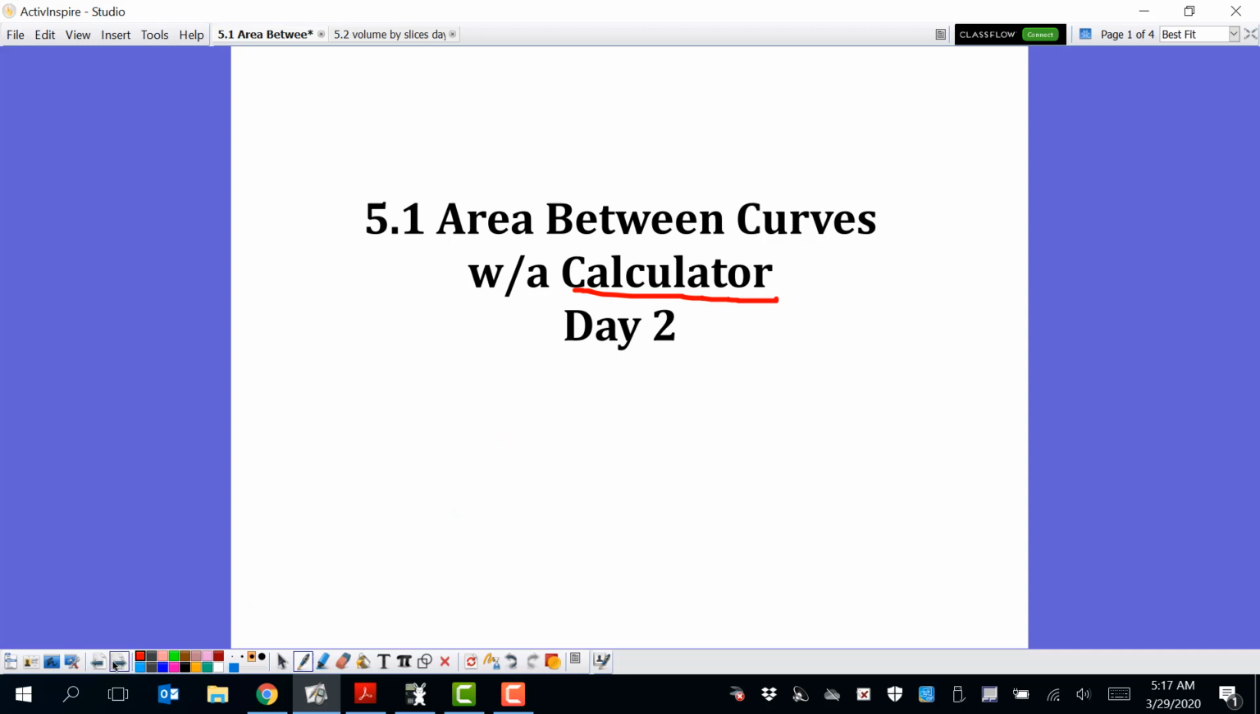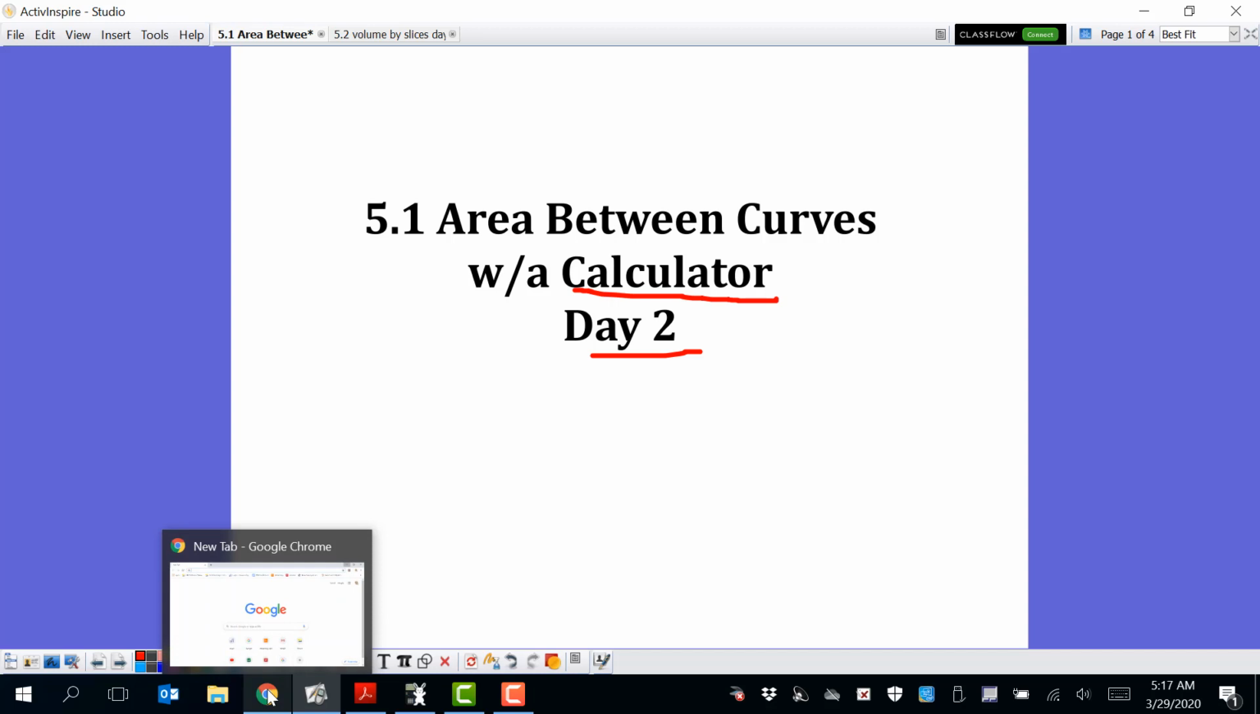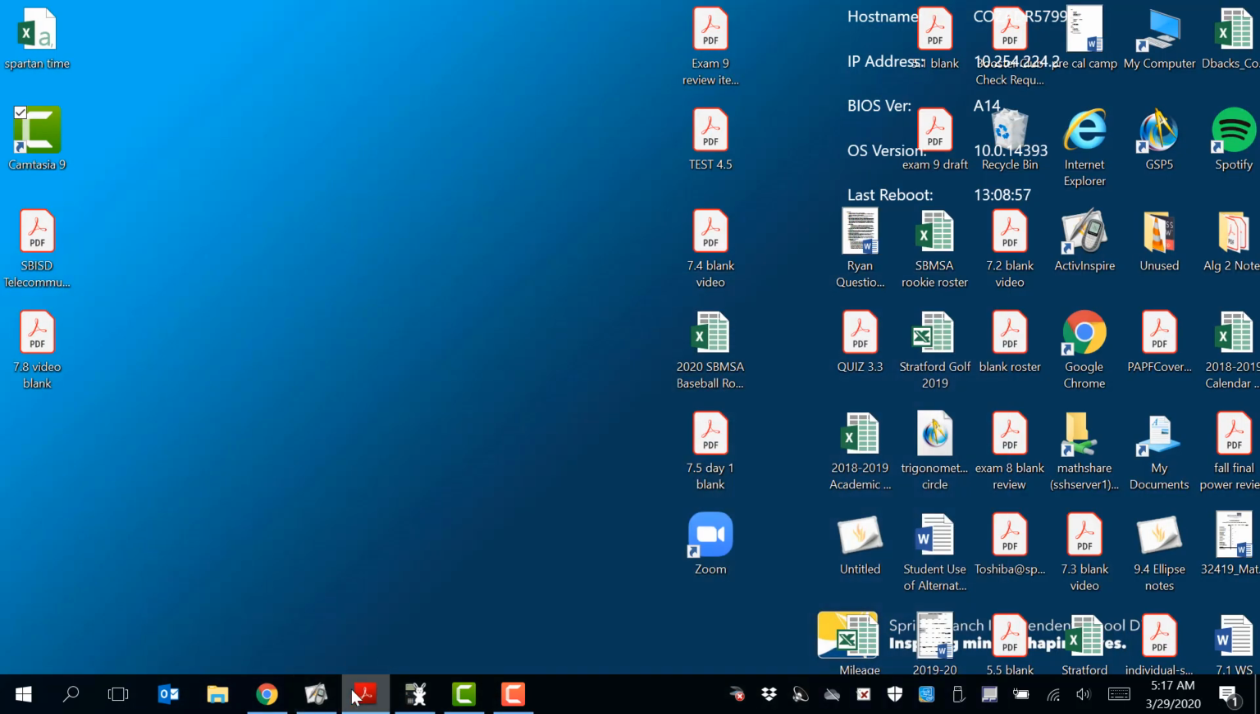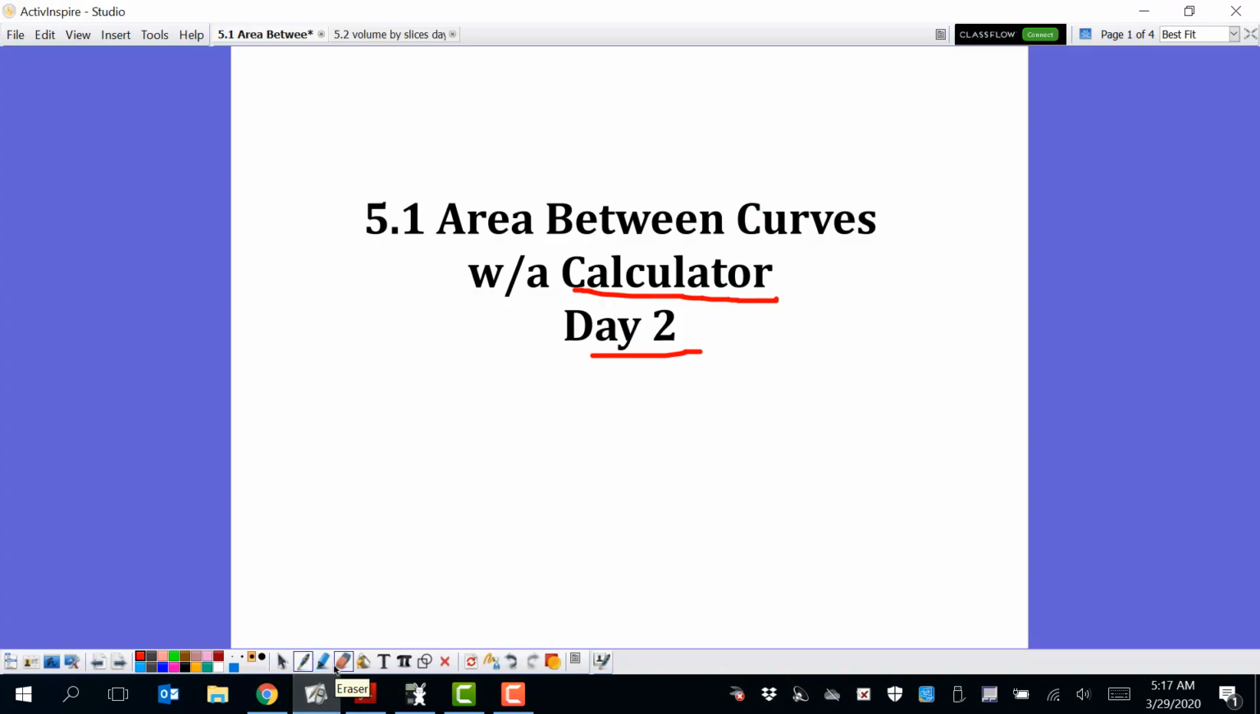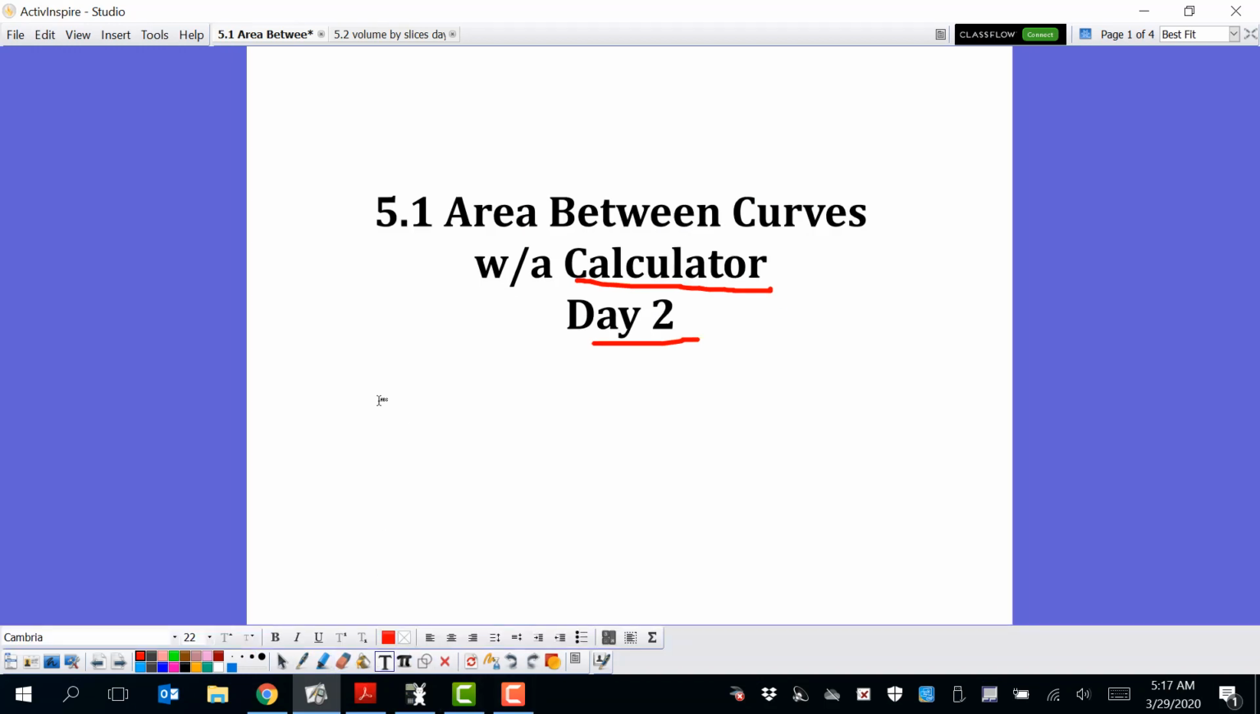Obviously this is part 2 of this lesson series. A lot of what we're going to do is going to be dependent on you kind of knowing what we did in day 1, where we find the area between two curves. Basically the general thing that you're going to do here is we're going to break this down to a few steps.